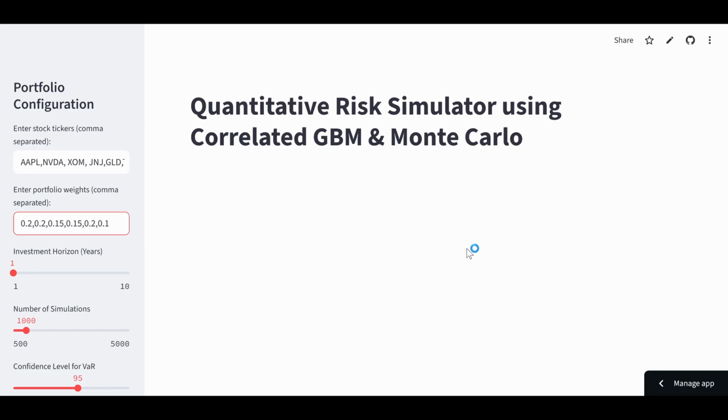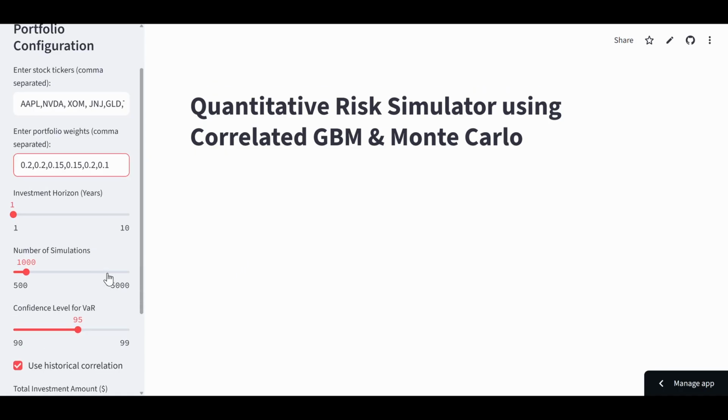So this tool right now is an MVP version, a very small prototype. We can run around 500 to 5000 simulations for each portfolio, with an investment horizon of 1 to 10 years. This is the very basic model that we've built using Monte Carlo simulations and Geometric Brownian Motion.